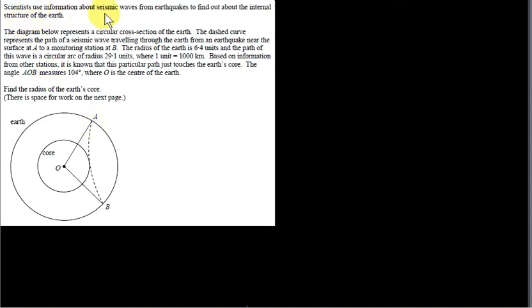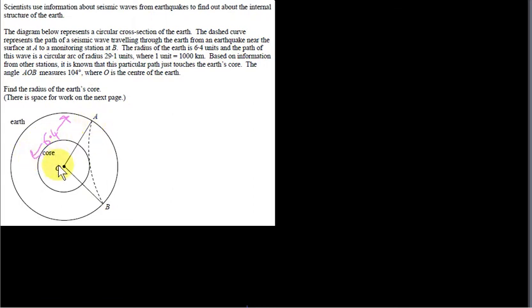Scientists use information about seismic waves from earthquakes to find out about the internal structure of the Earth. The diagram below represents a circular cross-section of the Earth. The dashed curve represents the path of a seismic wave travelling through the Earth from an earthquake near the surface at A to a monitoring station at B. The radius of the Earth is 6.4 units.